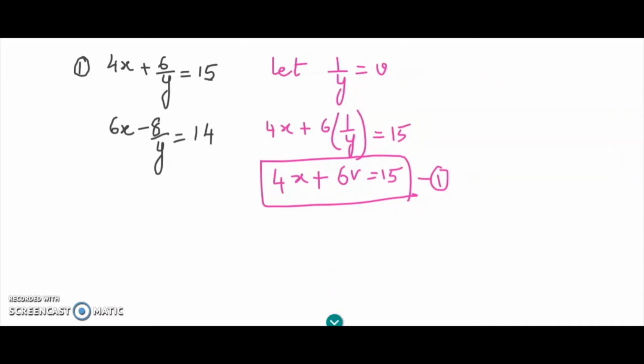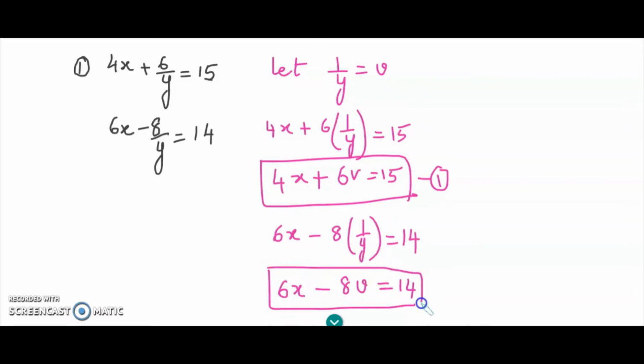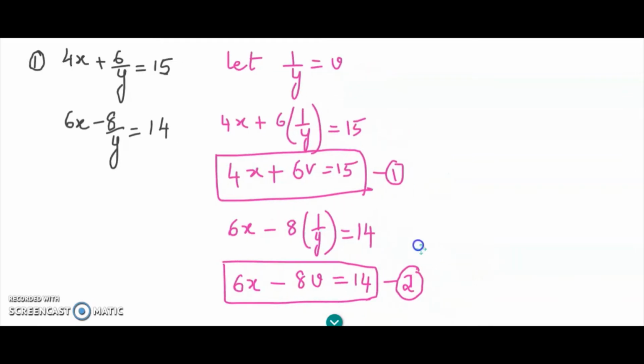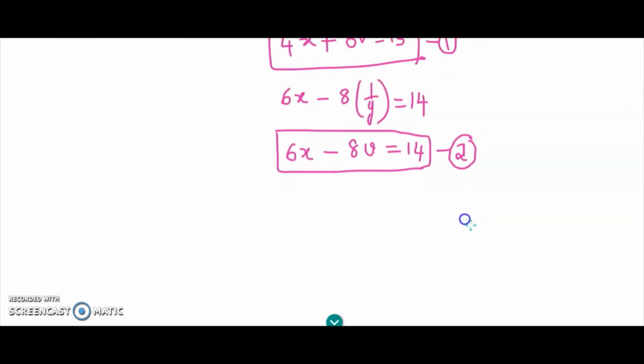Now the second one, I can write it below. So 6x minus 8 times 1 upon y equals 14. So that becomes 6x minus 8b equals 14. Now we need to solve this further using elimination method. In this case, you can make either the b variable equal, or you can take the x variable and make it equal. If you go for the x variable, the LCM will be 12. So this is how we will solve it further.